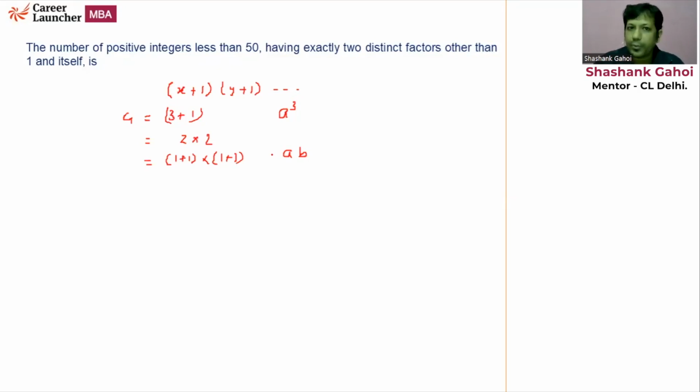Second is product of 2 prime numbers. Okay. So I can have 2 cube. I'm just going in this format. 2 cube, 3 cube. 5 cube is greater than 50, so I won't be counting it.